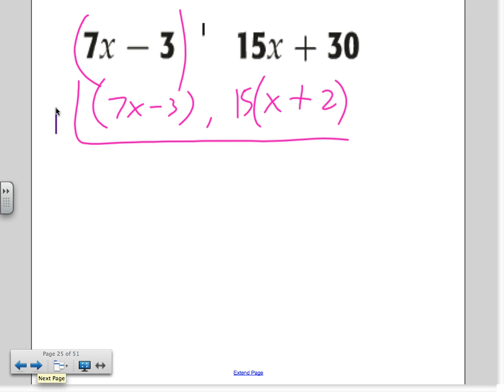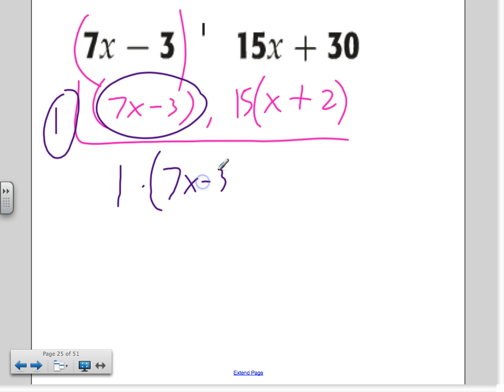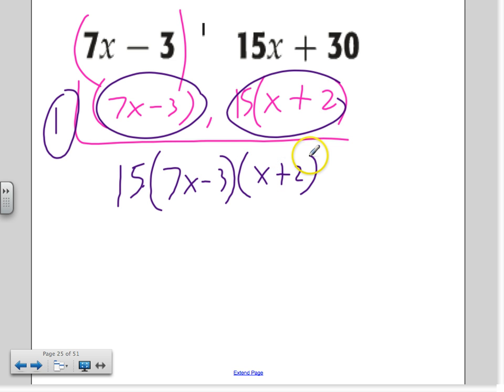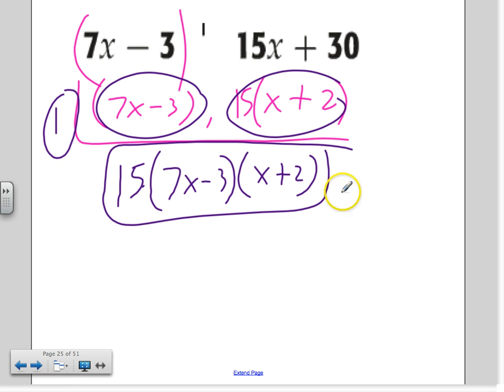That means we're done. That means I have that to multiply, times it by this, which is 7x minus 3, right? What else do I multiply by? 15. Yes, this whole thing. So can we just say 1 times 15 is 15 right here? Yes. And x plus 2. And guess what? This whole thing together is your LCM. That's how you do it.